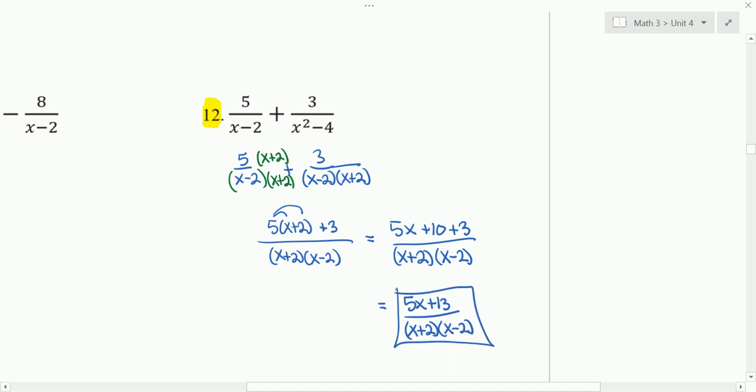That's fully simplified. Going back to the denominators not equaling 0, we can't have x minus 2 equal 0, so x cannot equal 2. And we can't have x plus 2 equaling 0, so x cannot equal negative 2.